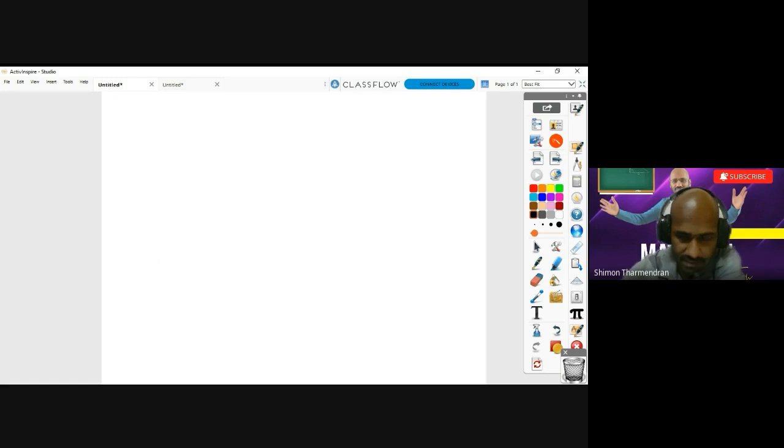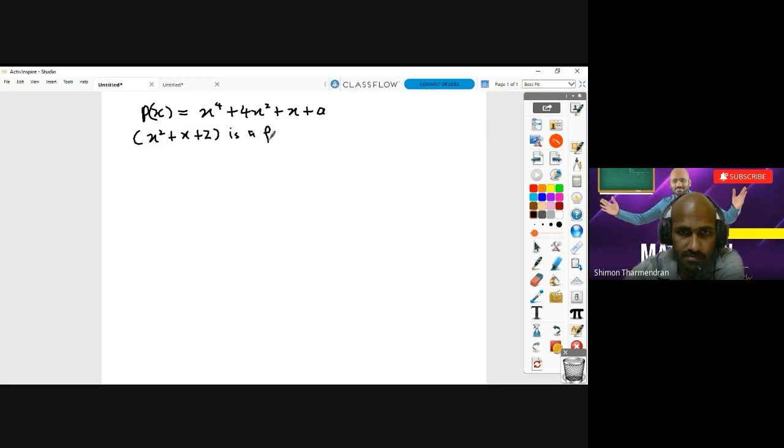So they have given us a function here, p of x equals x power 4 plus 4x squared plus x plus a, and they gave us a factor. They told us that x squared plus x plus 2 is a factor of p of x. Now, notice something about the factor given.